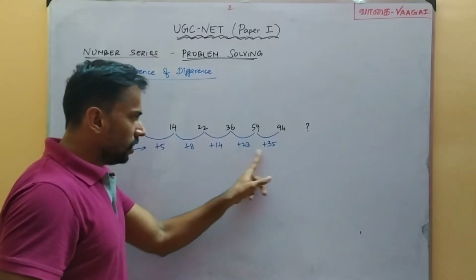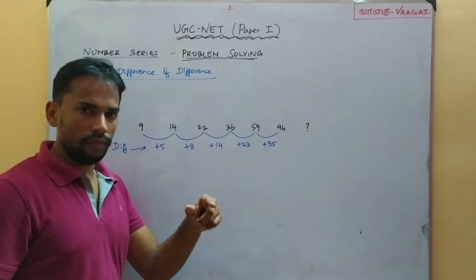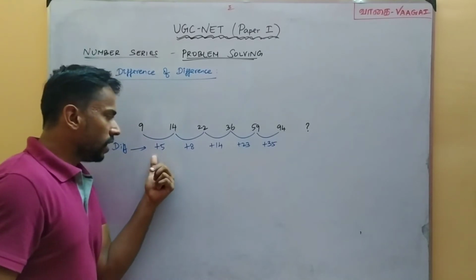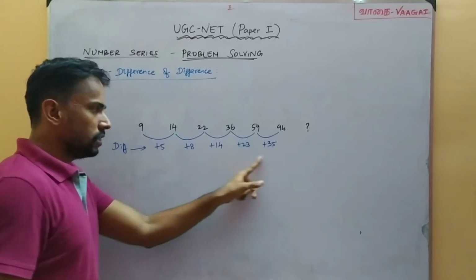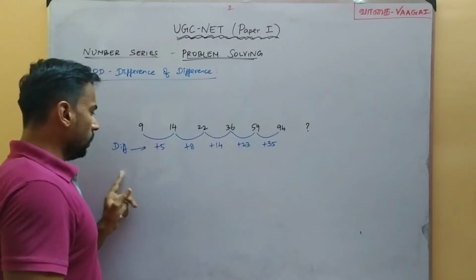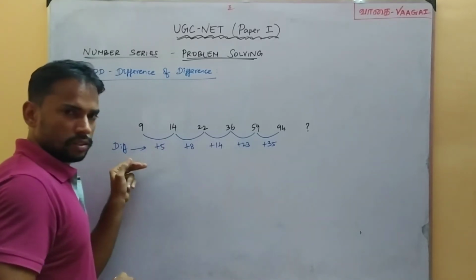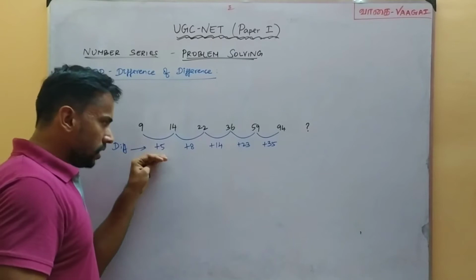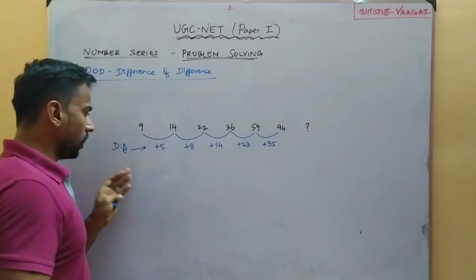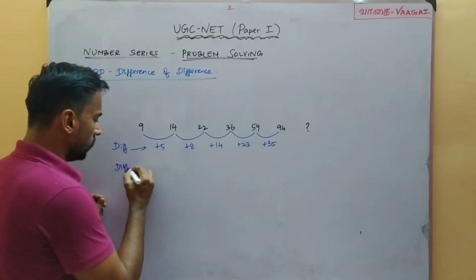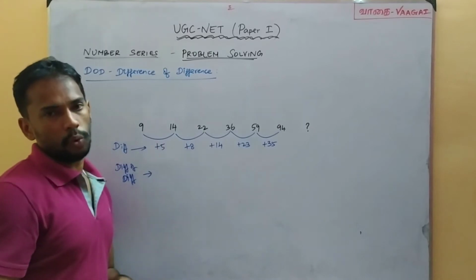So with this first level difference, we are not able to get a definite pattern. Hence, what we try to do is find the difference of difference. That is, with this sequence we will once again try to find the second level difference. This is our first level difference we got from the question, and from here we will once again get the difference of these numbers and record it. That is what we call the difference of difference, which is nothing but DOD.